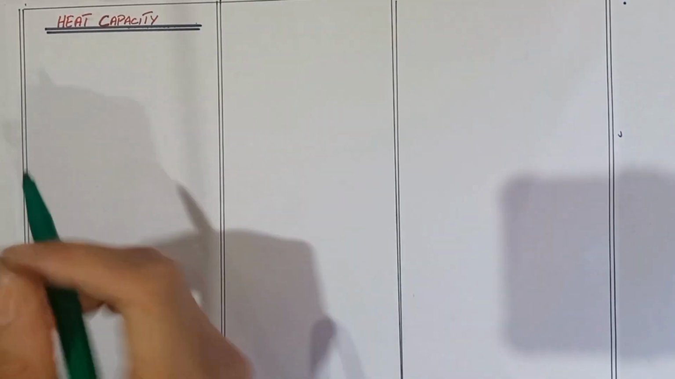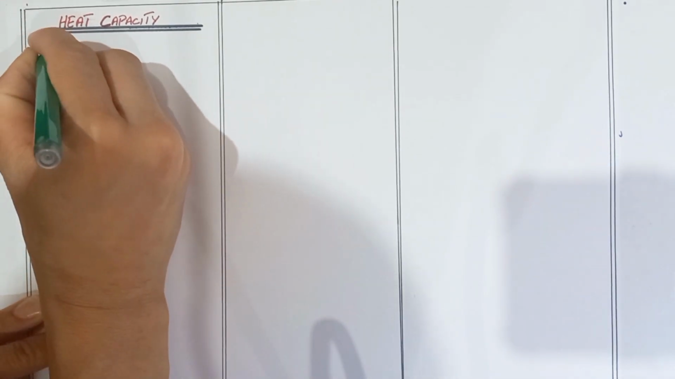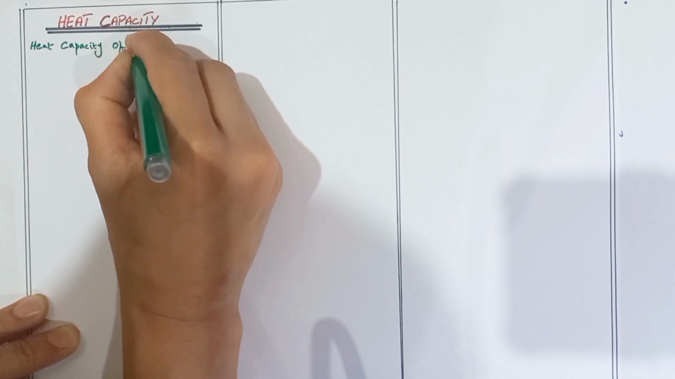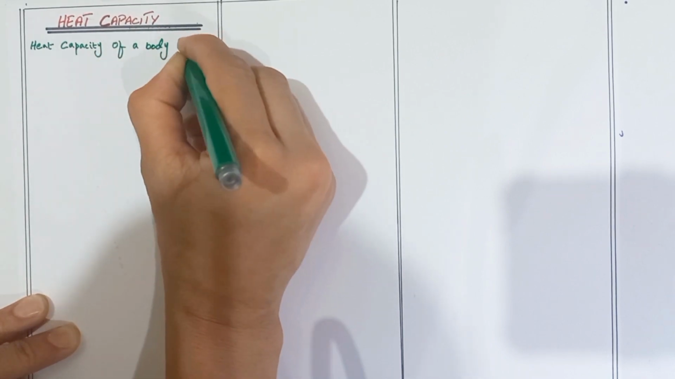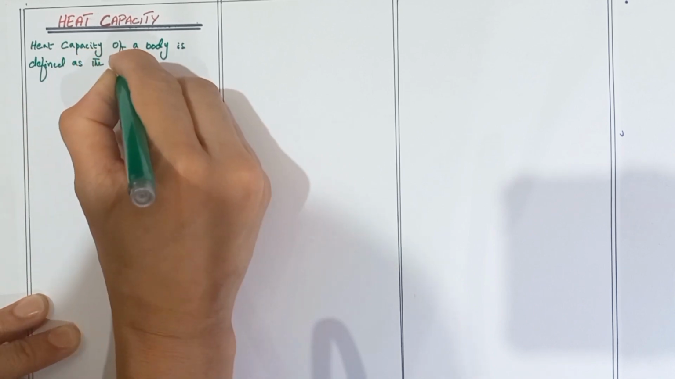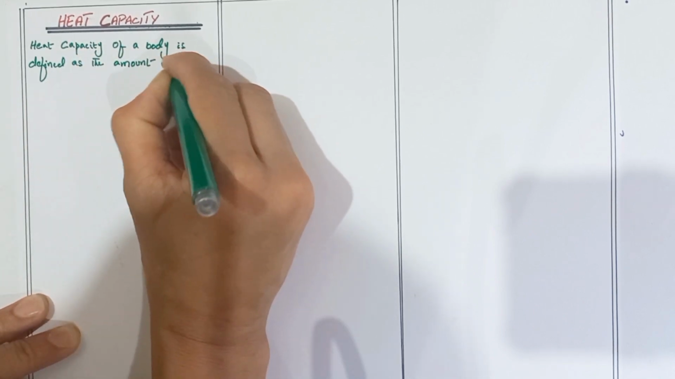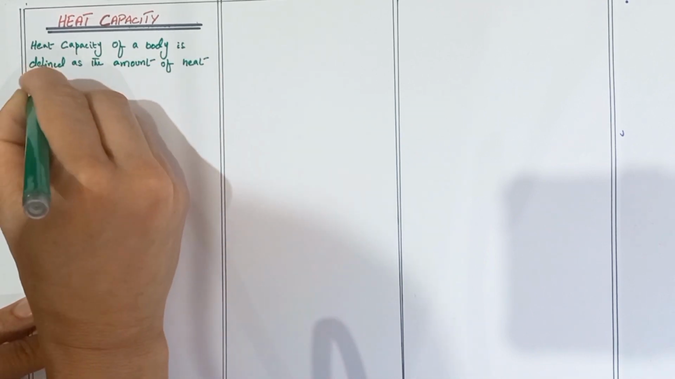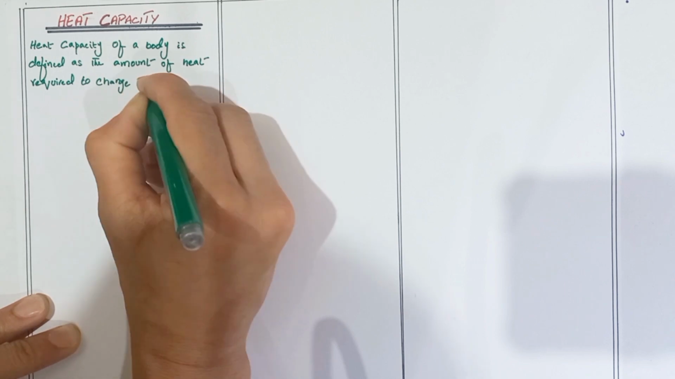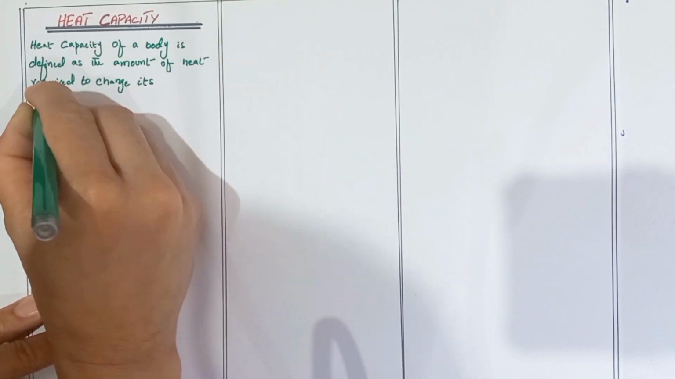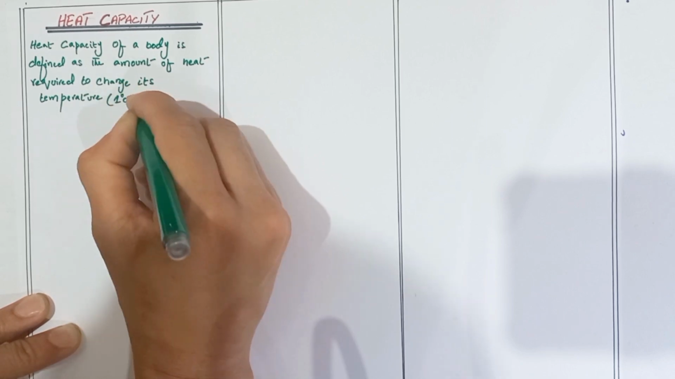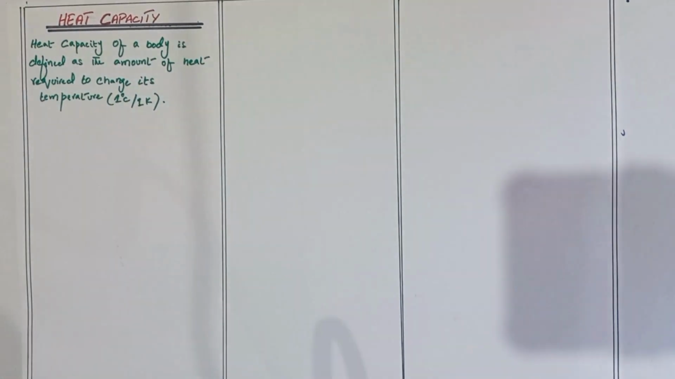What is the heat capacity? If we define it, the heat capacity of a body is defined as the amount of heat required to change its temperature by 1 degree centigrade or by 1 Kelvin.